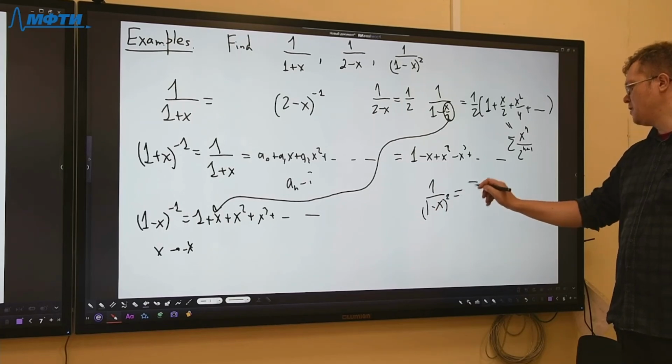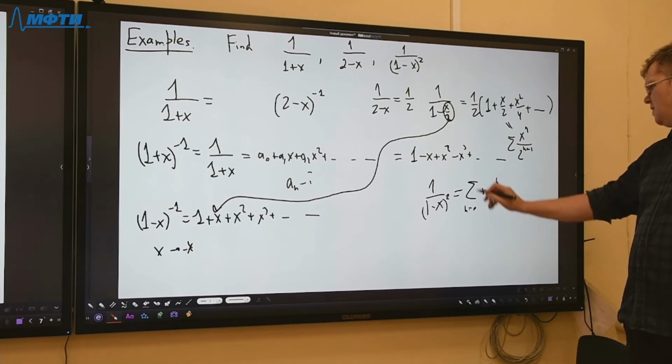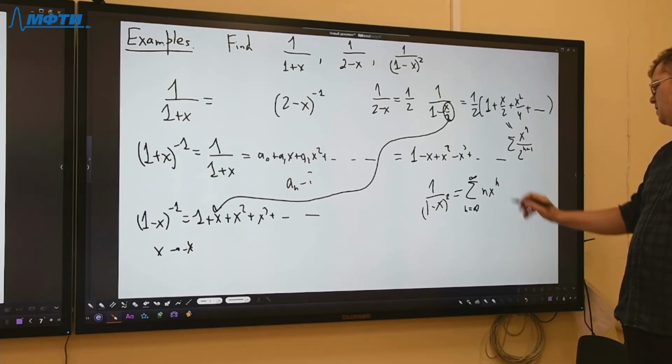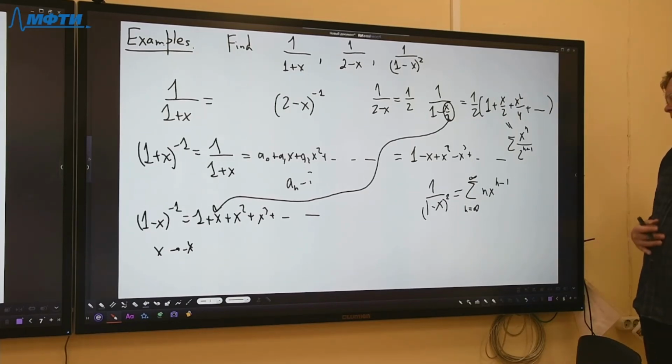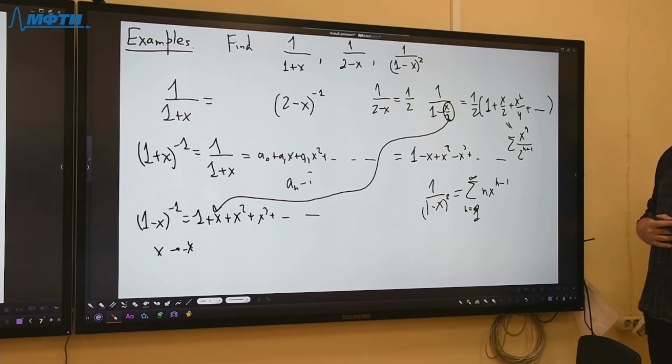So the answer is this x^n minus 1 plus 1, minus 1 minus 1. Sorry. 1. How did you solve the first one?